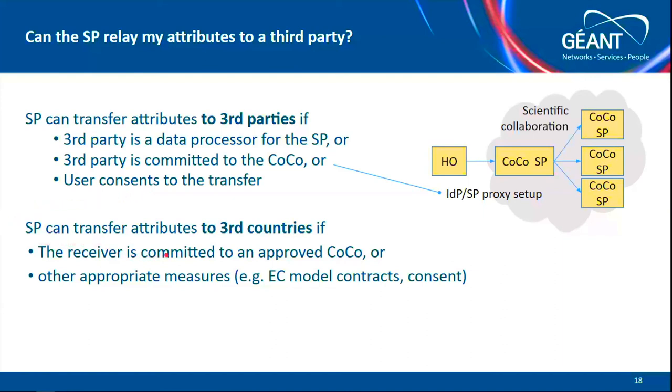If the service provider is in a third country, so outside the European Union, the European Economic Area and countries within the EC whitelist, it is possible to transfer the attributes only if the receiving organization is committed to the approved code of conduct, or some other appropriate measures are in place, like the model contracts that the European Commission has published, or Privacy Shield if the service provider is a commercial company in the US, or consent by the end user.